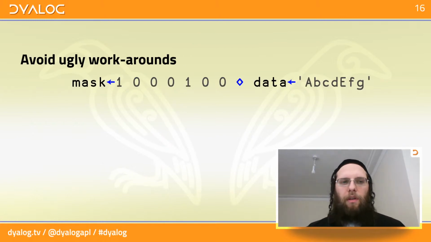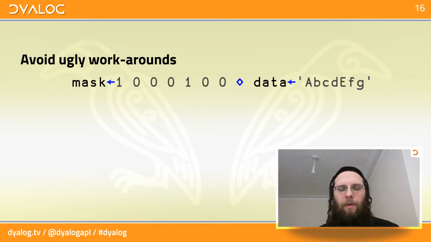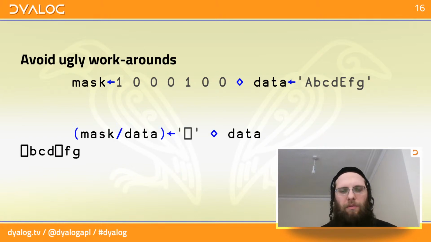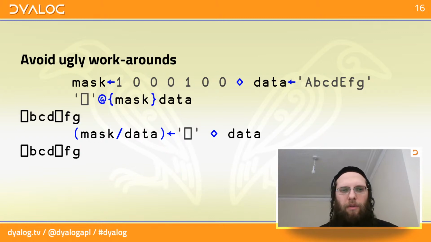Then I said you can avoid some otherwise ugly things. Let's say we have a job here. We have a mask and we have some data. And we want to use this mask in order to replace the indicated elements with the quad symbol. So traditionally, you might use a selective assignment like this, but the modern way, of course, is to use the at operator.